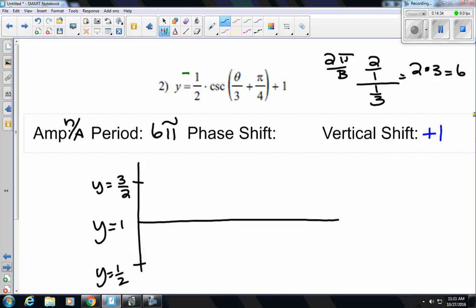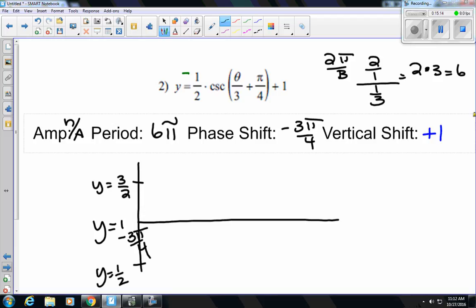Phase shift, positive or negative? Negative. Okay, so it would be 1/4 divided by 1/3. 1/4 divided by 1/3, which is really 3 pi over 4. Okay, so I start at the phase shift with negative 3 pi over 4. And I'm going to finish at 6 pi. True or false? False. I'm going to finish at negative 3 pi over 4 plus 6 pi.